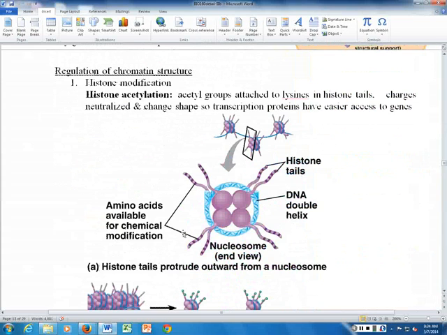So another thing that can be done is regulating the chromatin structure. One way of doing this is attaching acetyl groups onto the lysines in the histone tails. We call it histone acetylation. And when you put these acetyl groups on there, it changes the shape so that the transcription proteins have easier access to those genes.